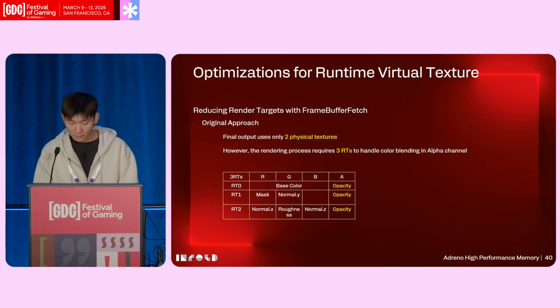Yeah. Originally, we need 3 render targets during the color RVT draw passes. Even though the final color output only uses 2 physical textures with 8 channels, this is directly because of the alpha blending. We need it for terrain color blending. It's kind of a waste of bandwidth because there can be thousands of VT tile copies in the game.